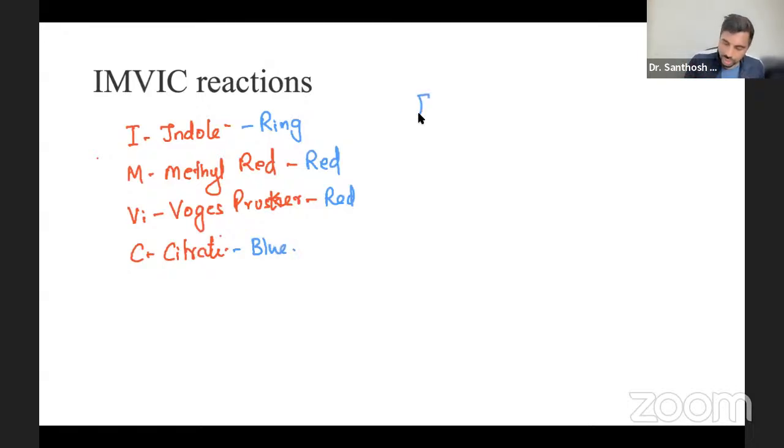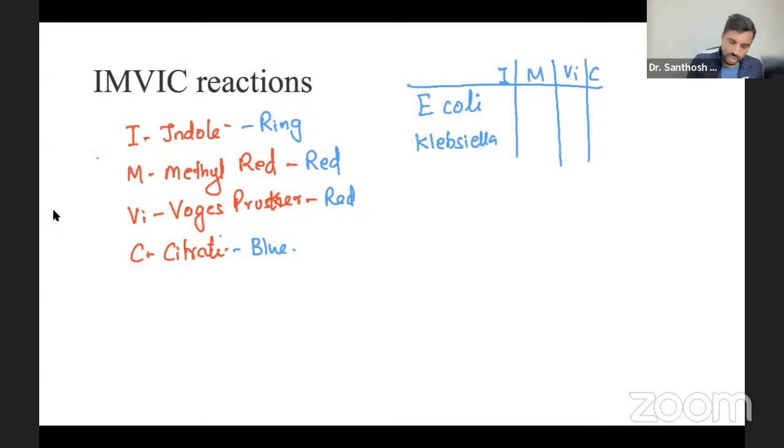But here, for Escherichia coli and Klebsiella, you have to write. So IMViC, you're going to write like this. For Escherichia coli, indole will be positive, methyl red will be positive, but Voges-Proskauer will be negative. For Klebsiella, these two will be negative, but Voges-Proskauer and citrate will be positive. That's all. This is the IMViC reaction, the short method for the biochemical reactions.